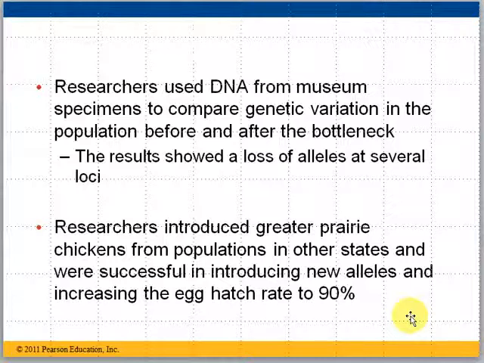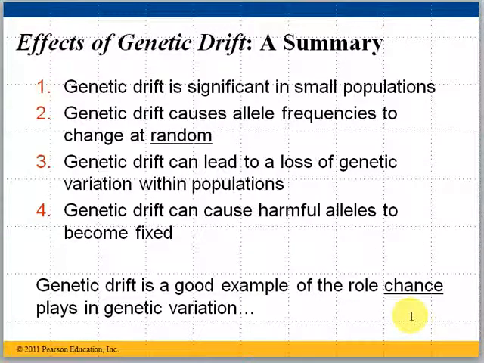So here's a summary of genetic drift. Genetic drift is a bit of a random process. It usually is negative because it usually ends up reducing the number of alleles in a particular locus. Number one, genetic drift is significant mainly in smaller populations. The smaller the population, the more genetic drift you're going to see. Number two, genetic drift causes allele frequencies to change at random. Number three, genetic drift can lead to a loss of genetic variation within a population. That's usually what ends up happening.